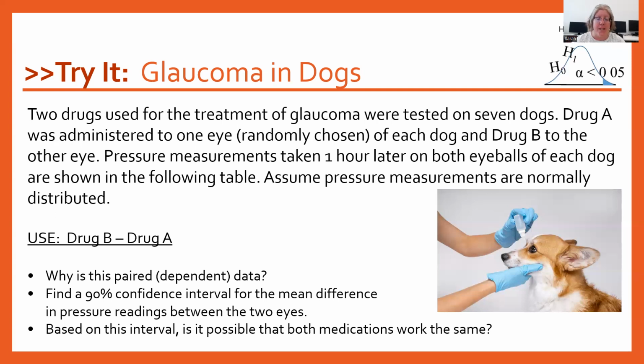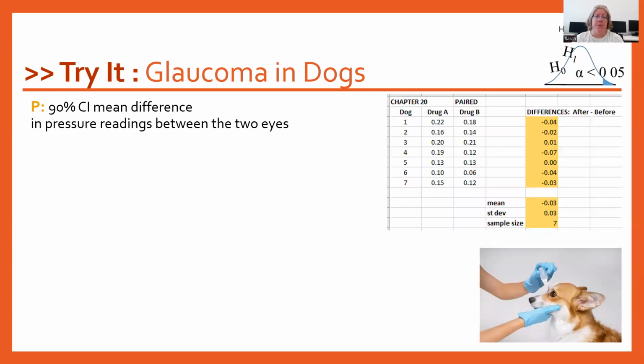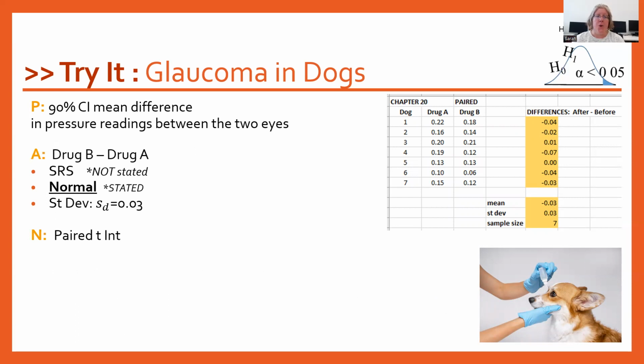All right, our 90% confidence interval. P is a 90% CI for the mean difference in pressure readings between the 2 eyes. The A is our assumptions and conditions. So we're doing drug B minus drug A. And so we don't have a simple random sample. That's not stated in the problem, but it does say that we can assume the differences are normally distributed. So we have that stated. And then our sample standard deviation is 0.03. That makes us a paired T interval.